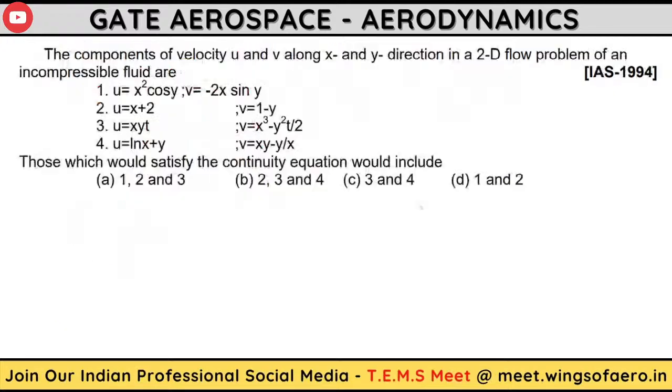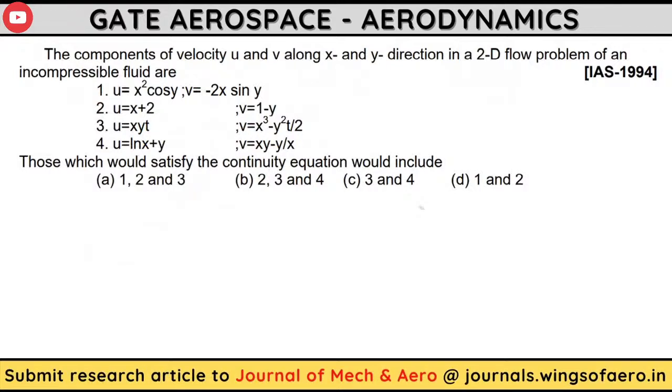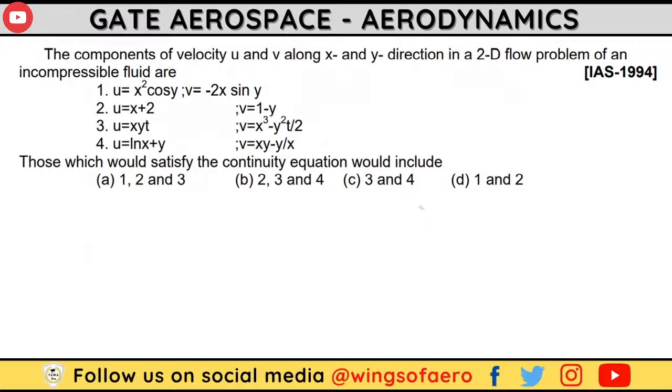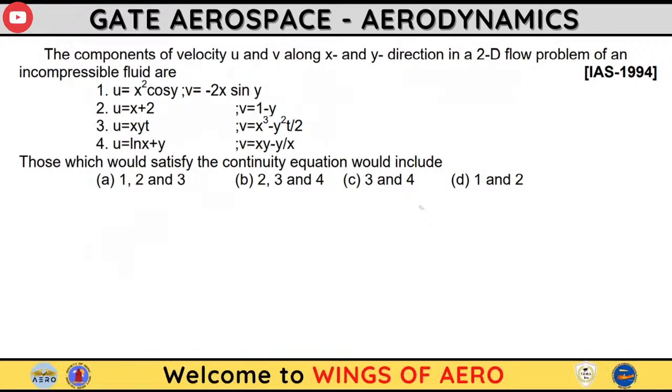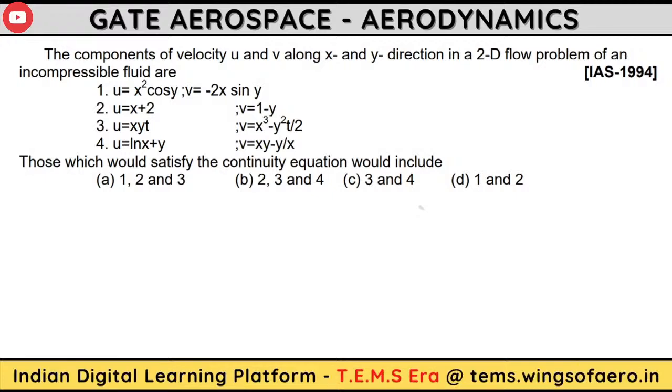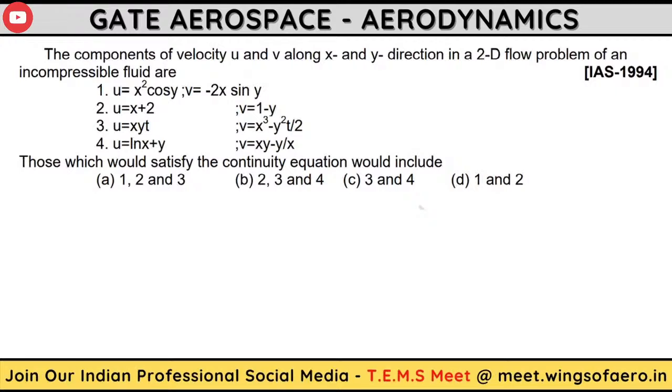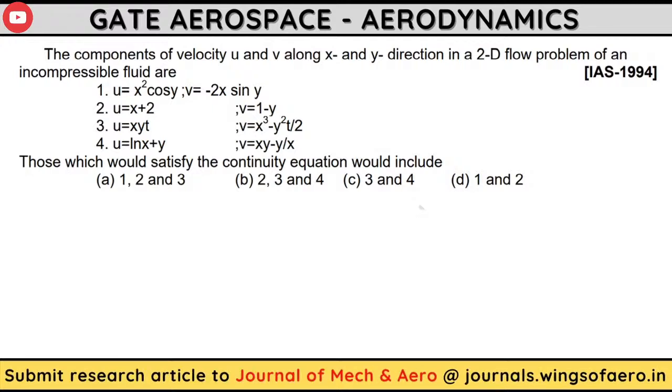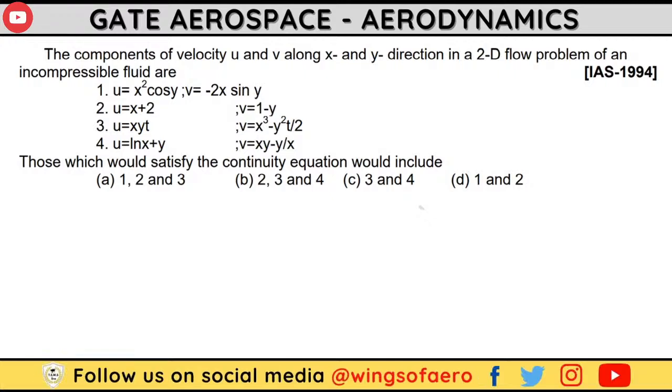All right, now let's move to the next question. In this question, let's read it. Components of velocity u and v along x and y directions in a 2D flow problem of an incompressible fluid. They have given four options. They have asked which one will satisfy the continuity equation.